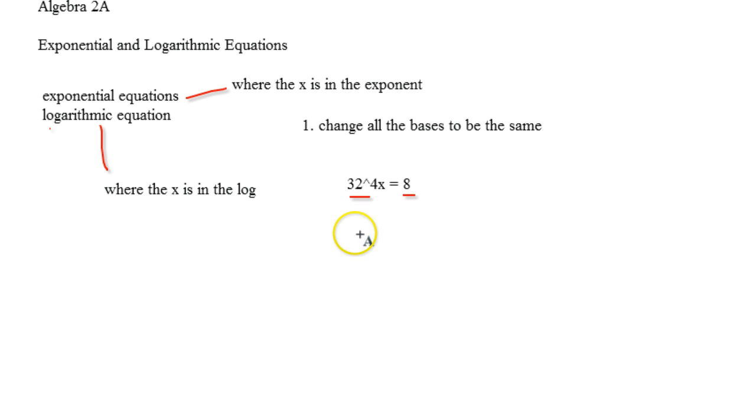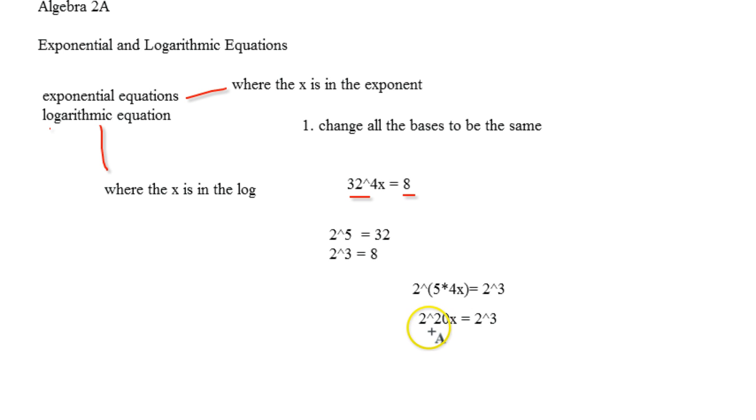Well, if you remember, 2 to the 5th is 32. And 2 to the 3rd is 8. So I'm going to change the right side to be 2 to the 3rd, and I'm going to change the left side to be 2 to the 5 times 4x. Now that's all going to be crammed into the exponent. You'll understand why in a second. So this becomes 2 to the 20x equals 2 to the 3rd.